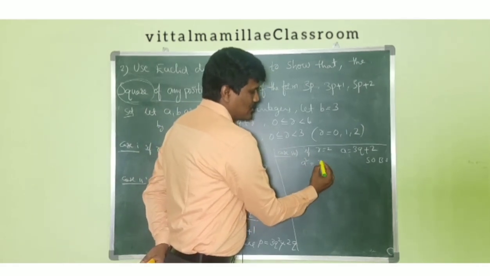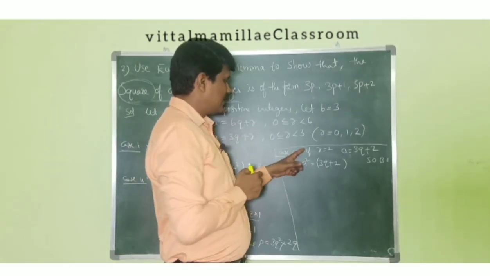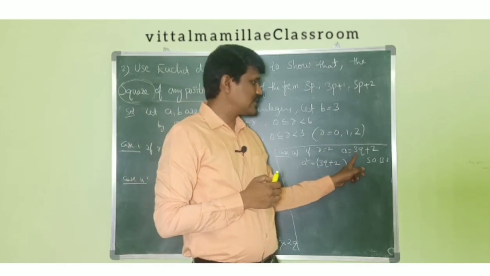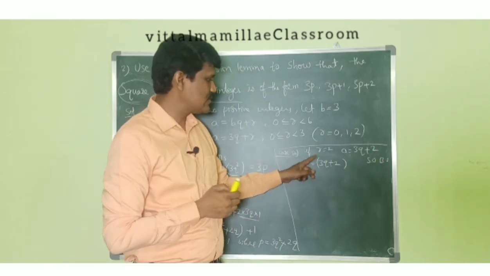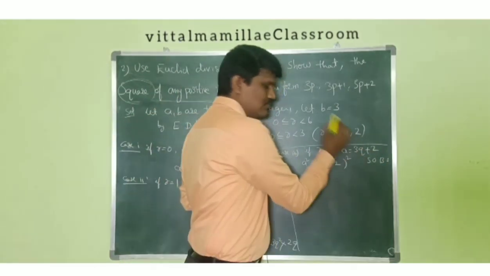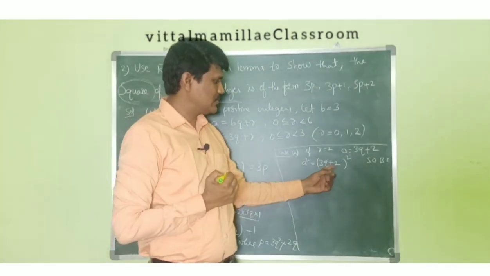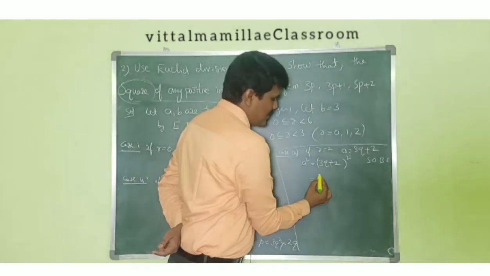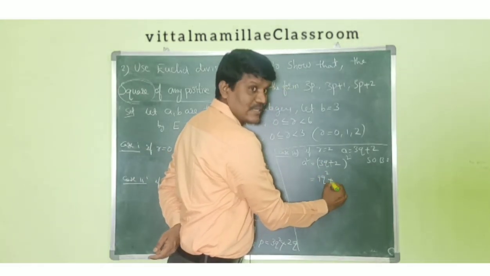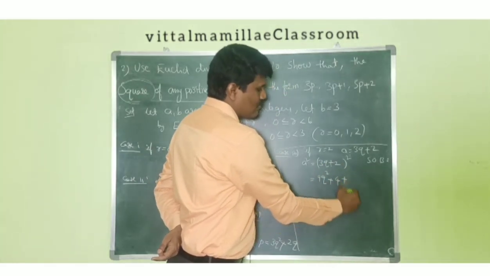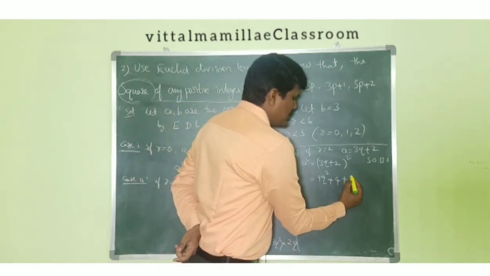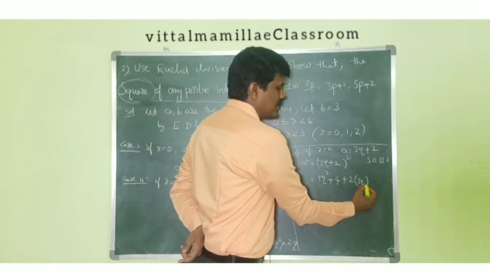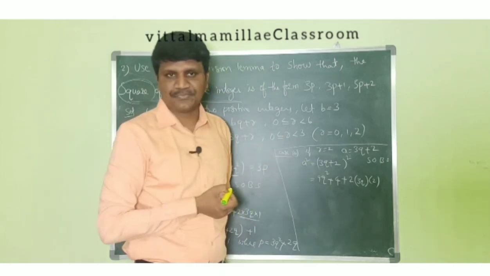a square is equal to, in case 3, if r is equal to 2, a is equal to 3q plus 2, I can write a square is equal to 3q plus 2 whole square. Again you should use the a plus b whole square formula. a square is 9q square, b square is 2 square is 4, and 2ab is nothing but 2 into 3q into 2.